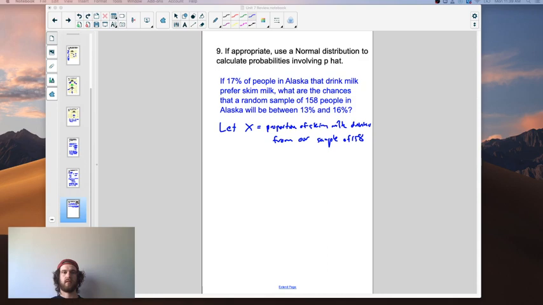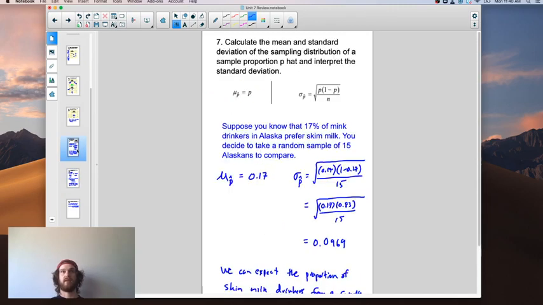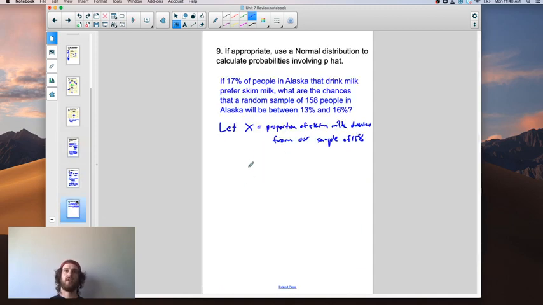Oh, I guess I didn't really do that. That's okay. We're also going to need to know, in order to do this, what we can expect the standard deviation of our sampling distribution to be, because it's not going to be the same as what we calculated here, because here we only had 15, and we know that as that number increases, that's going to change.